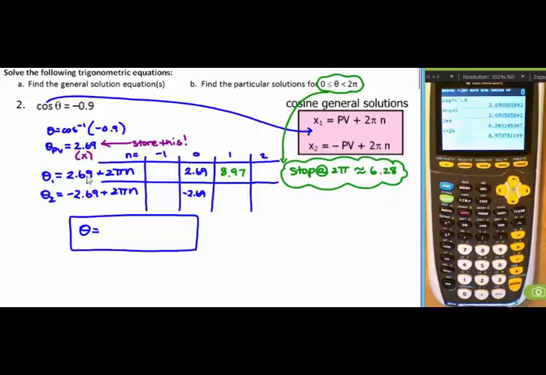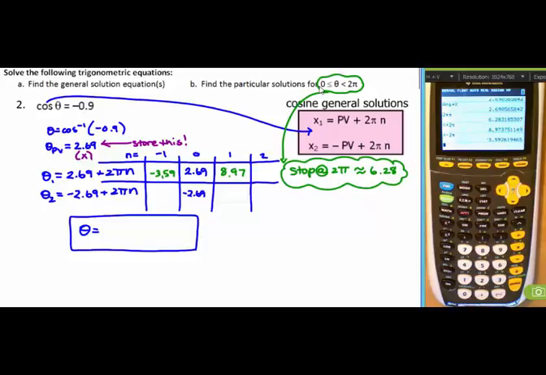All right, now let's take a look at when n is negative 1. So 2.69 plus 2 pi times negative 1. All right, okay, so I'm going to say x minus 2 pi. You could also say x plus negative 2 pi. That would be fine too. Okay, so then we get this negative 3.59 value.